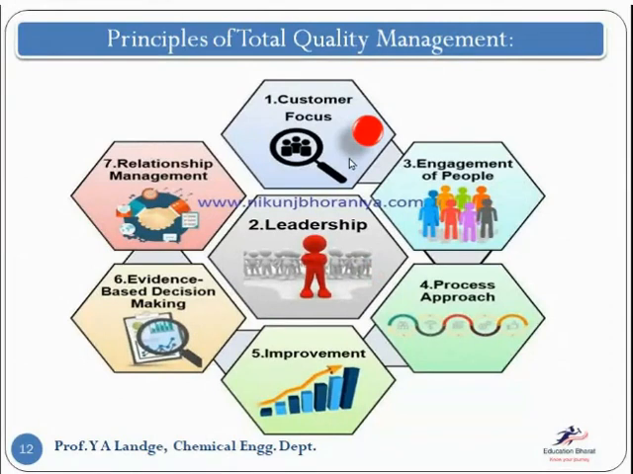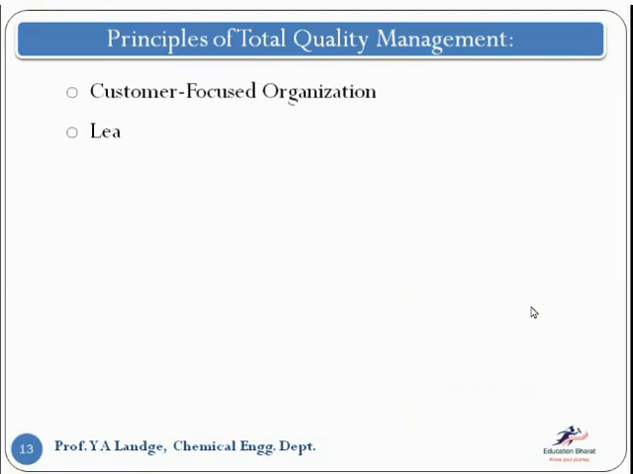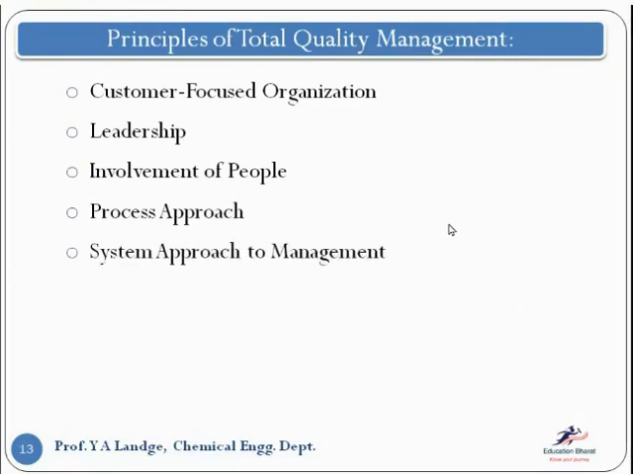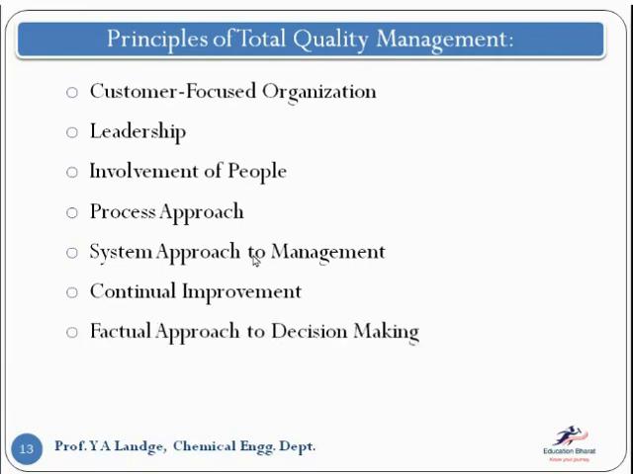Out of these, there is one thing I will add. Customer focus, leadership, involvement of the people, process approach, and the system approach to management. The one principle we add is the system approach to management. Continual improvement, yes, improvement is important. Factual approach to decision making means making decisions on the basis of the evidence you have. The mutually beneficial supplier relationship is the relationship management. The words changed but the meaning is the same. So all these principles work in total quality management.